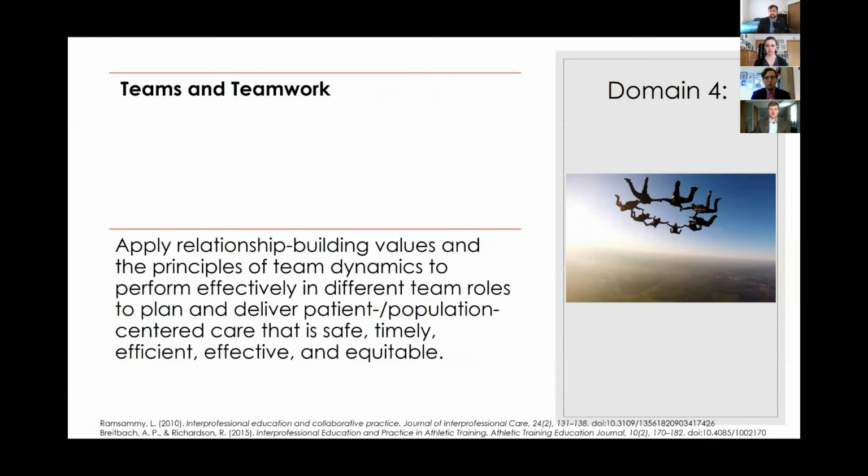Building off of that activity and moving into domain 4, we're going to talk about how your teams and the teamwork are actually going to happen. In this domain, we'd like to apply relationship-building values and the principles of team dynamics to perform effectively in different team roles, to plan and deliver patient or population-centered care that is safe, timely, efficient, effective, and equitable. With this activity, we want to build on the activity from domain 3, where we talked about how we would seek out providers and what we would offer them to help in our patient case.